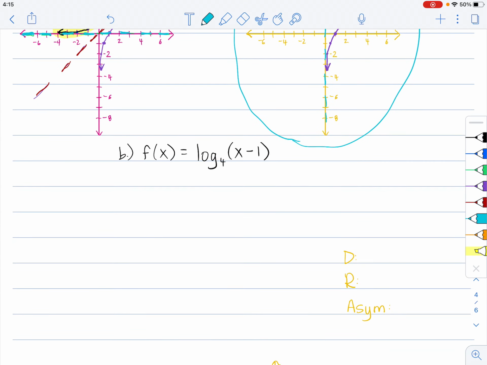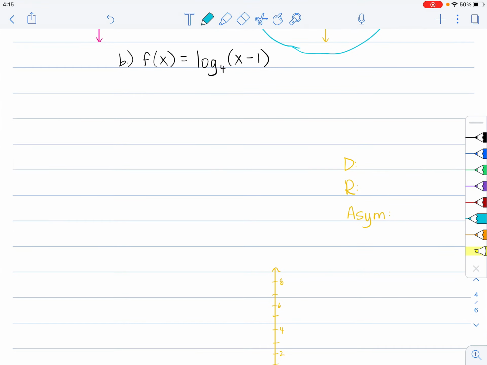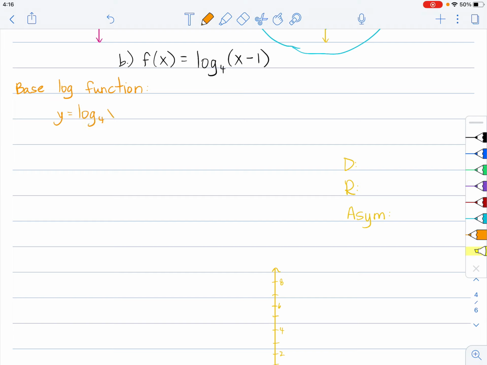Okay, so example B is f of x equals log base 4 of x minus 1. And again, we want to graph, state the domain and range, and asymptote. I'm going to outline this procedure in just a minute, but the first thing that we're going to do is look at our base logarithmic function. And in this case, that is going to be y equals log base 4 of x.